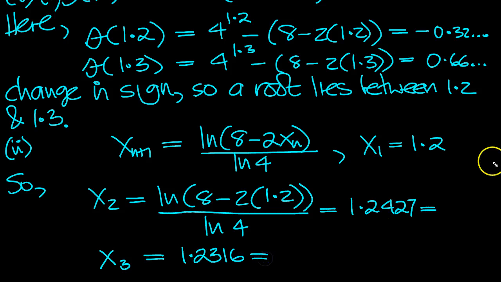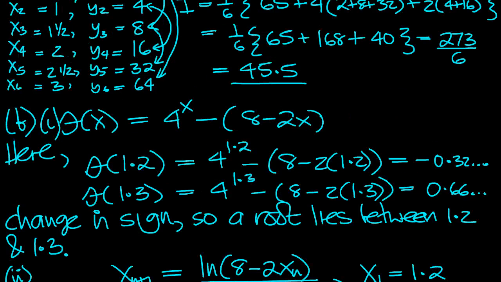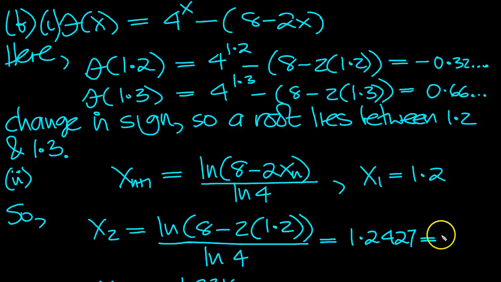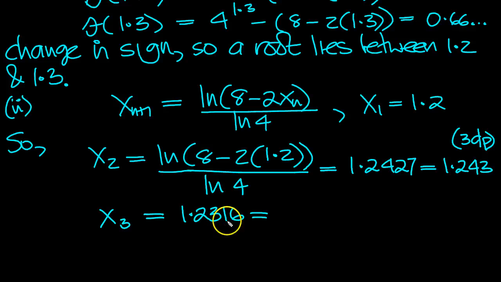And then we need to round these off. I think it was to 3 dp. There it is, to 3 decimal places, x2 and x3. So x2 will equal 1.243 to 3 decimal places. And the next one, x3, to 3 dp is 1.232. And again, that's to 3 decimal places.